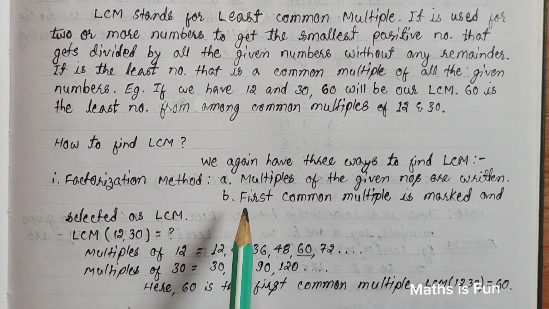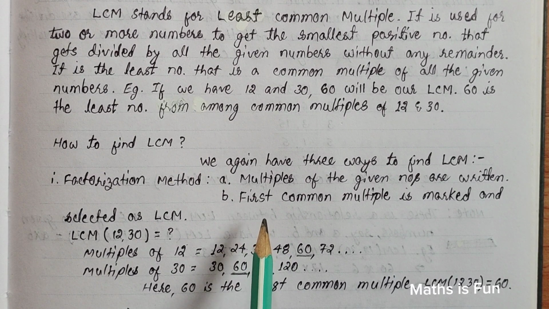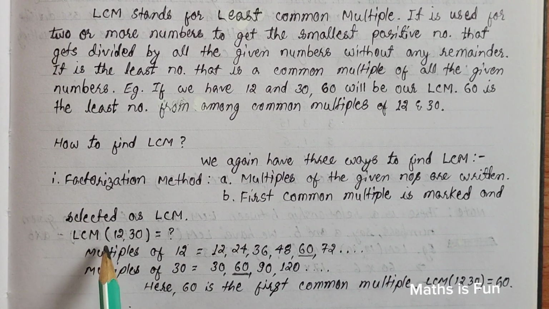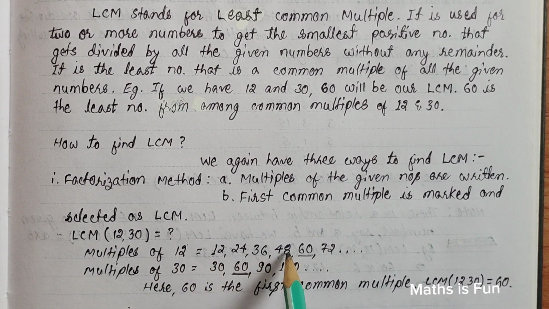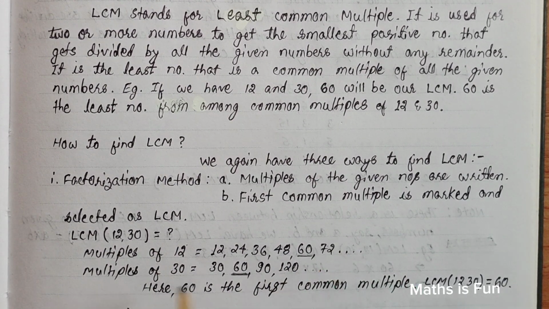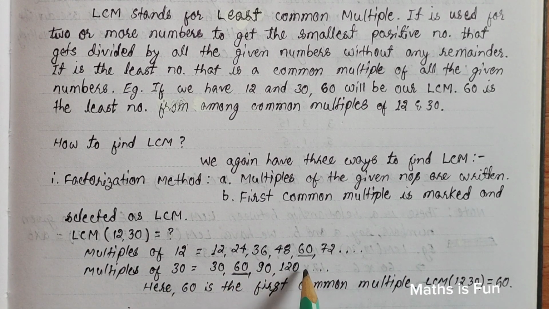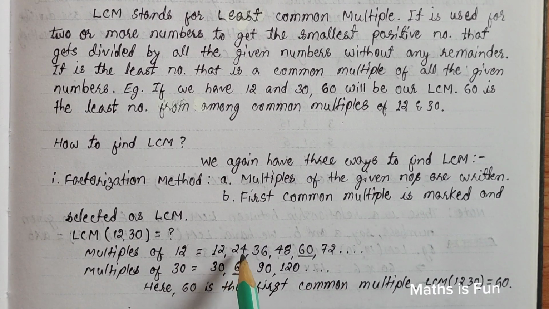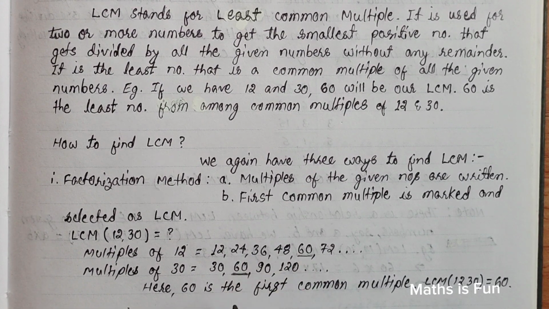In this method we have to write the multiples of the given numbers and then mark the first common multiple, and that first common multiple will become our LCM. For example, let's find out the LCM of 12 and 30. First we will write the multiples of 12, that is 12, 24, 36, 48, 60 and 72 and so many afterwards, but this much will be enough. Then we'll write the multiples of 30: 30, 60, 90, 120 and so on. When we see carefully, our first common multiple is 60, so 60 will be our LCM of 12 and 30.